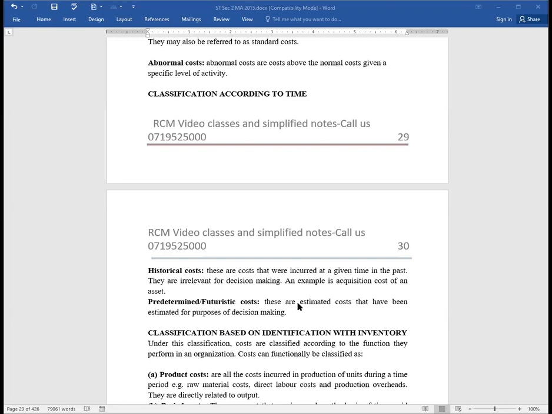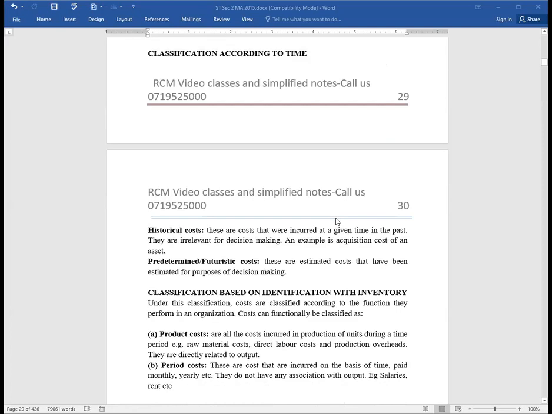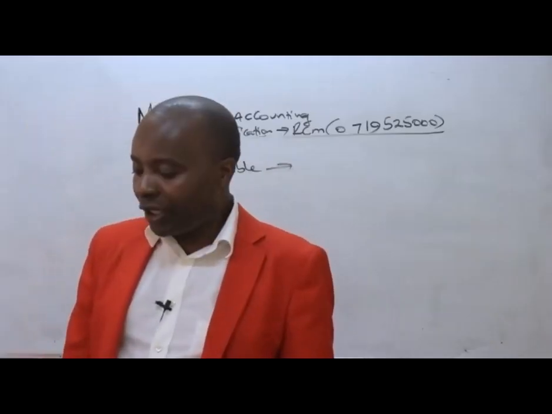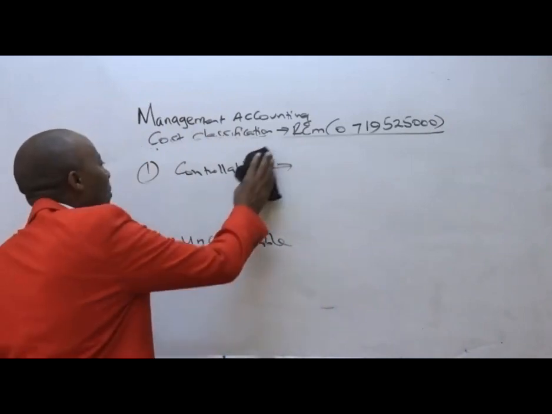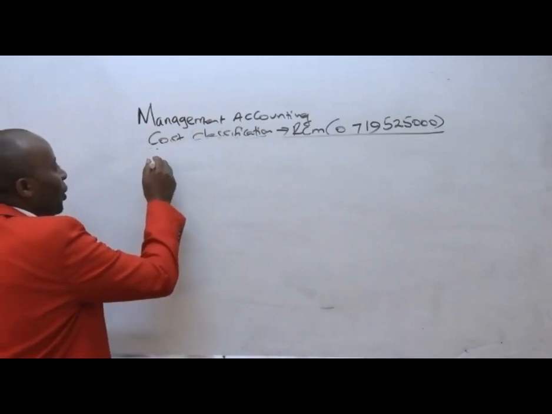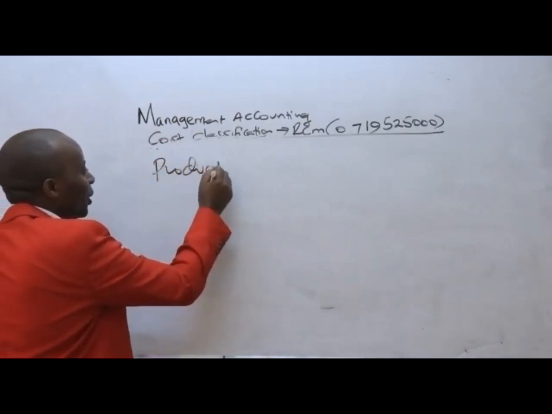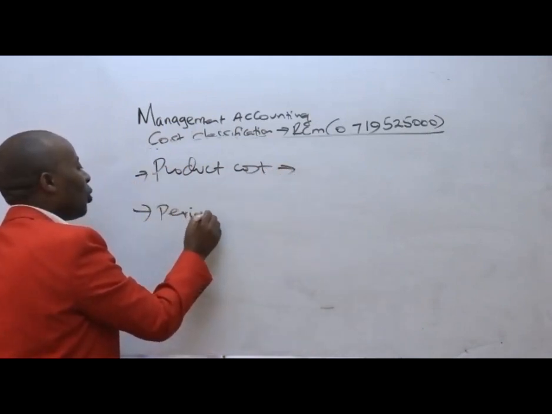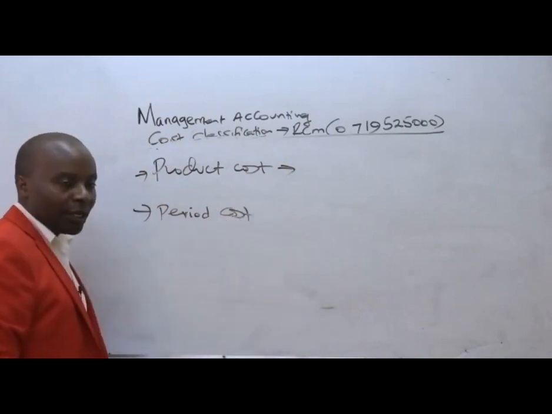And then now we have classification based on identification with inventory. Under identification with inventory, we have got two classes. We have the product costs and the period costs. So under classification with the inventory, inventoriable costs, we have what we call product costs. And then number two, we have what we call the period or periodic costs.